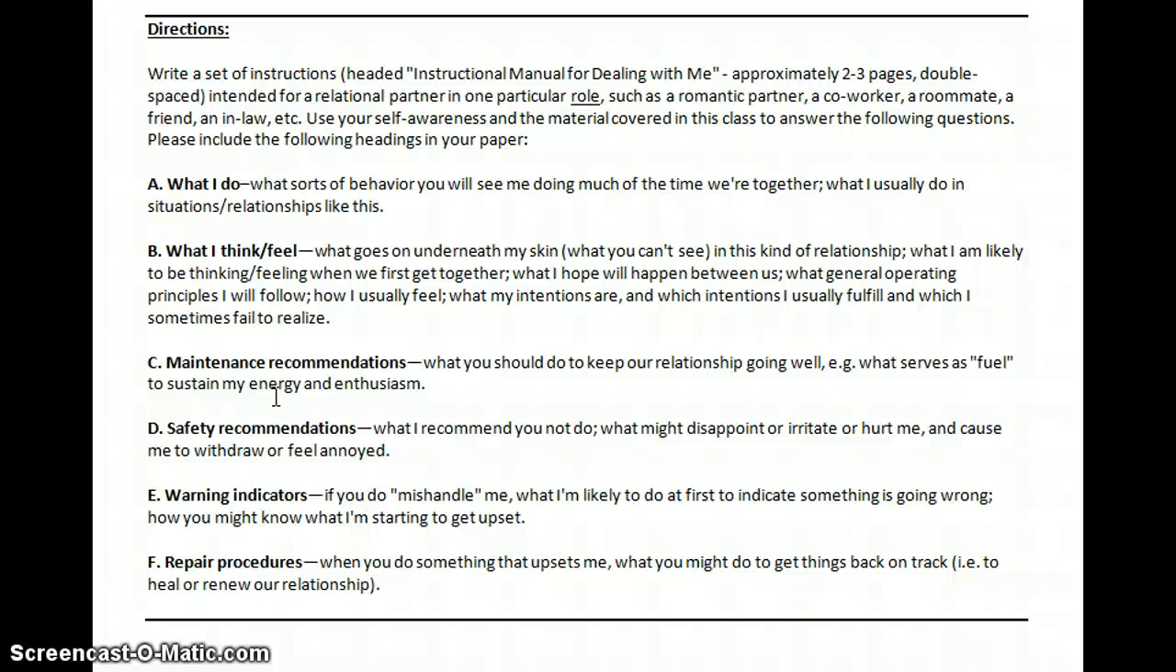And then we get to that fourth section, which is safety recommendations. What I recommend you not do. What are my rules for relationships? What might disappoint, irritate, or hurt me?